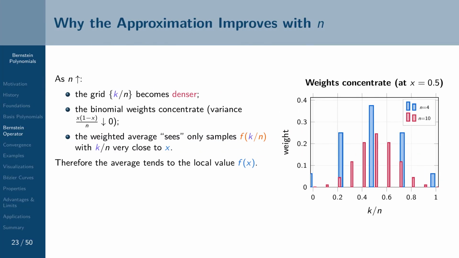Let us make the mechanism concrete. As n increases, the grid of samples gets denser and the binomial weights concentrate because the variance, x times 1 minus x over n, shrinks. So the weighted average effectively only sees samples whose grid point is very close to x, and those samples carry values close to f of x. The bar chart on the right shows the weights at x equal to 1/2, for n equal to 4 and n equal to 10. The distribution visibly tightens around the center.